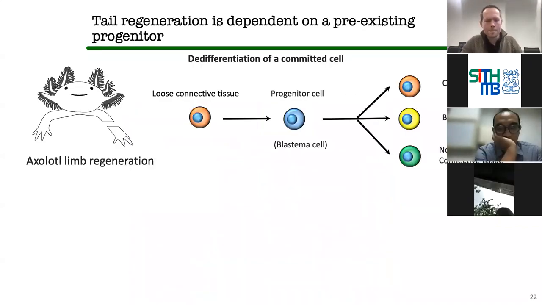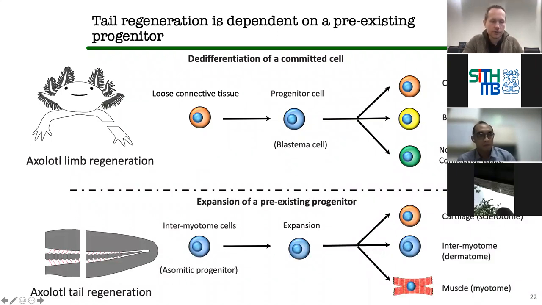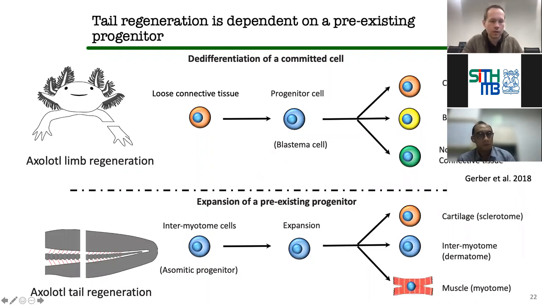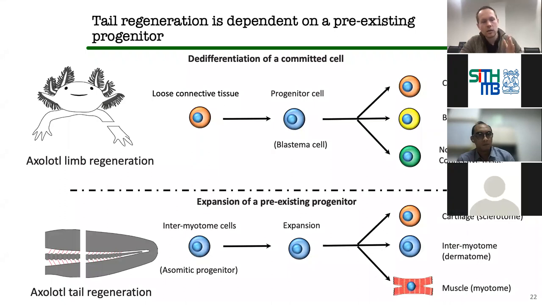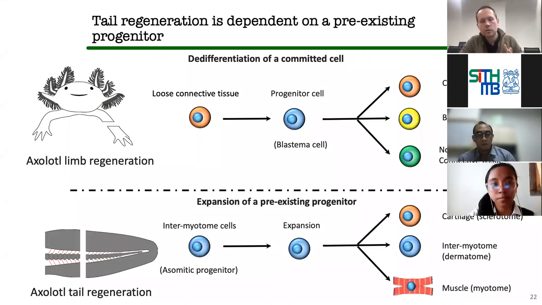So unlike limb regeneration, which is dependent on a process of dedifferentiation of loose connective tissue to then establish the blastema and contribute to various connective tissue lineages, what I've shown you today is that axolotl tail regeneration is dependent on cells within the intermyotome, which we call an asomitic progenitor. And we call it an asomitic progenitor because these cells have the same ability to contribute to the lineages that somites contribute to. However, during tail regeneration, no physical somites are formed. So calling them a somitic progenitor would not be correct.